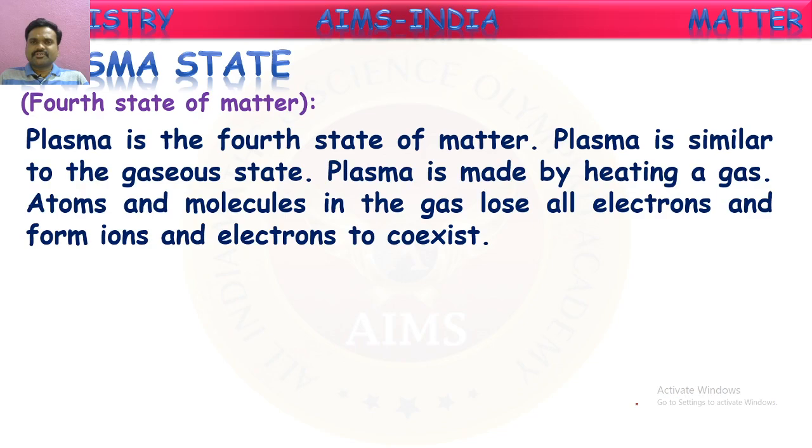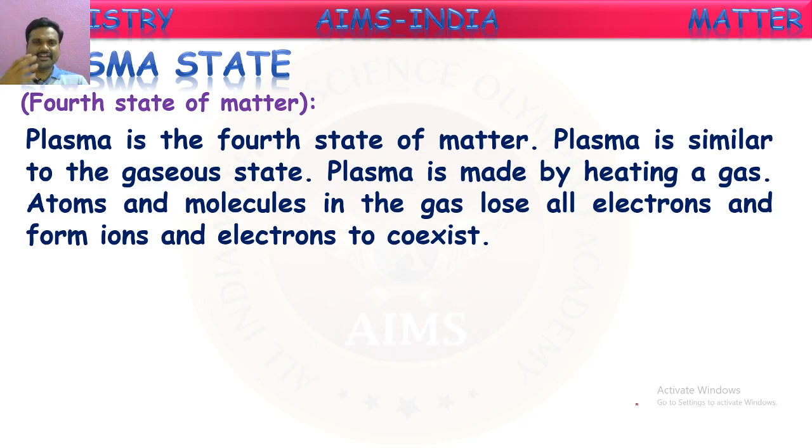As we said, plasma is the fourth state of matter. Plasma is similar to the gaseous state. Plasma is made by heating a gas. We know generally the interconversions. When a solid is heated, it converts into liquid. If you heat a liquid, it converts into gas. This we know. If you heat a gas, what happens? If you heat a gas, it will be a very hot gas.